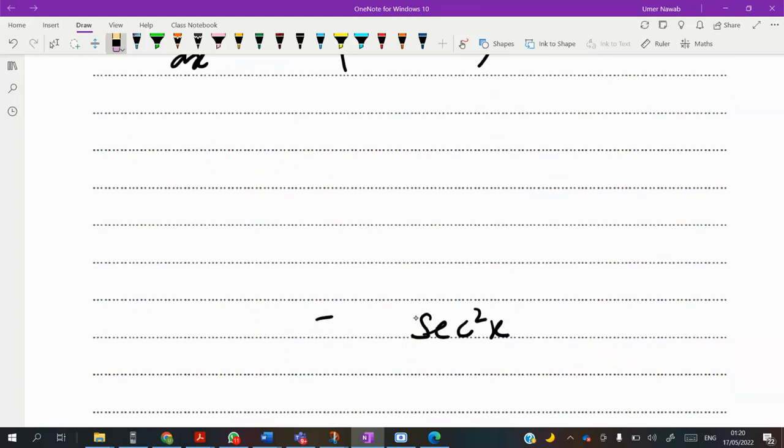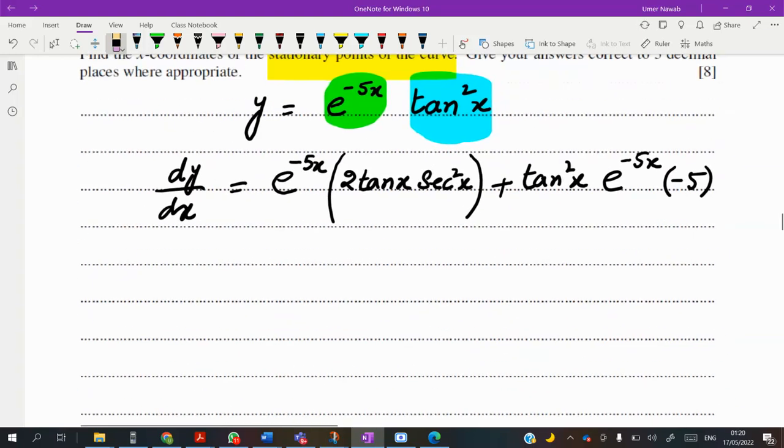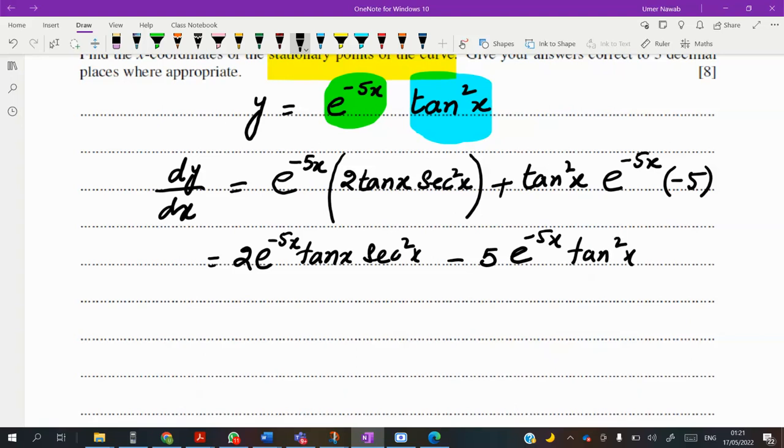Now the time has come for simplification. So I will write 2e to the minus 5x tan of x secant square of x minus 5 e raised to minus 5x and tan square of x. You can see I kept e raised to minus 5x as it is, so I have shaded it green, and tan square of x in the second term is shaded blue.